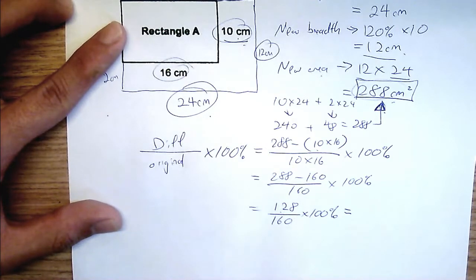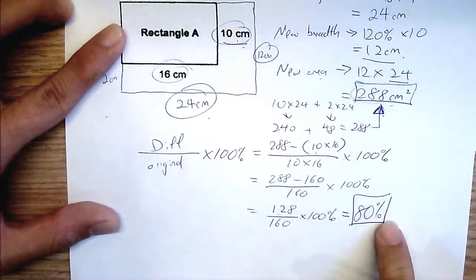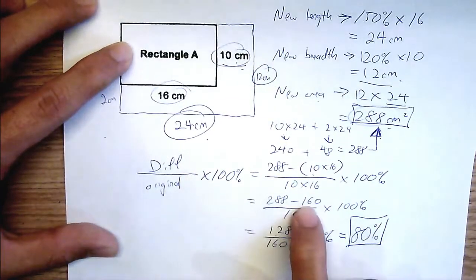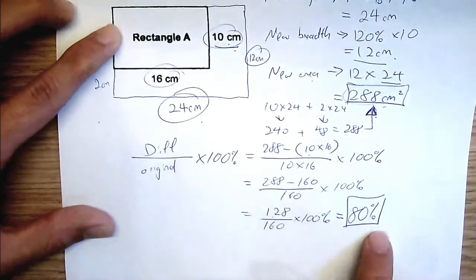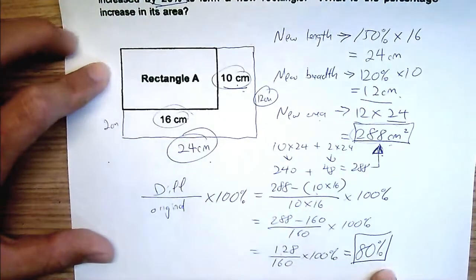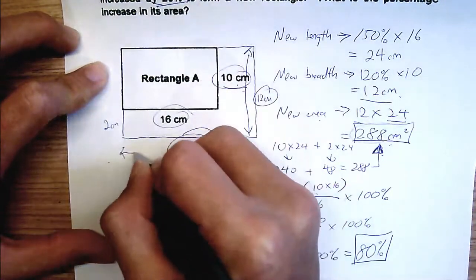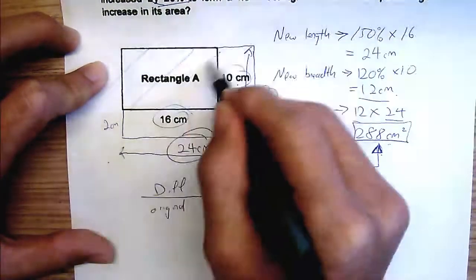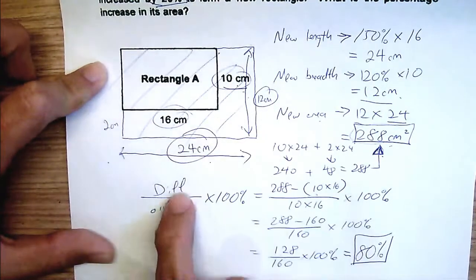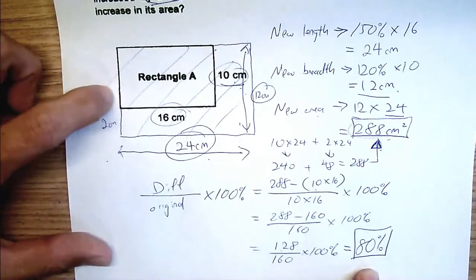Let's see what we get. We get 128 divided by 160 and multiplied by 100, and that will give us 80. Cool. So this is the percentage increase in area. So from the original 160 to become 288, there was an increase of 80%. That's actually how you answer the question. Okay, so remember, for this one, please go ahead and find out the new breadth and the new length and find the new area. Then find the difference divided by the original before you can actually get the answer. Do not use any other method. Okay, done.